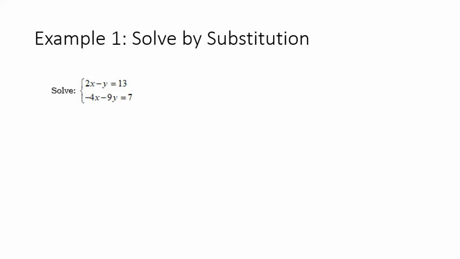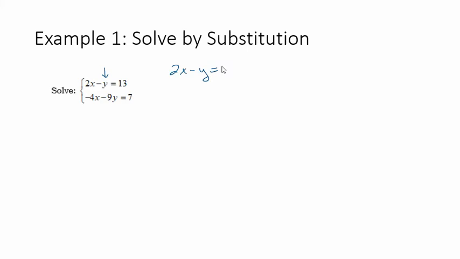So when you're using substitution, you want to get one of the variables by itself, and it will work no matter what variable you get by itself. We could get this x by itself, or this y, or this x, or this y. My advice is always to get the variable that has a coefficient of 1 or -1 by itself. That way you're going to avoid fractions.